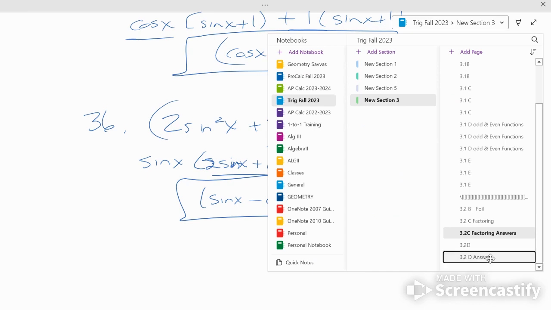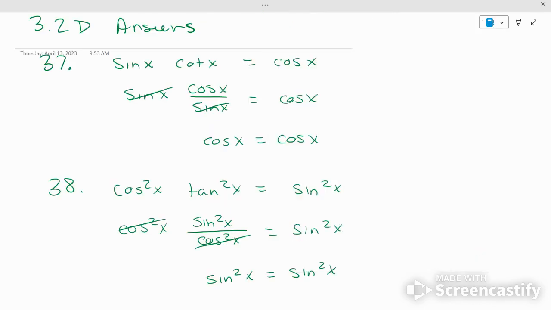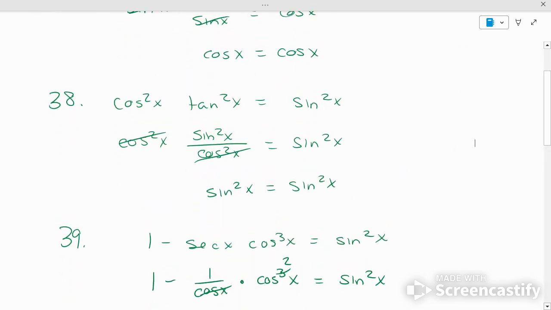Now the answers to 3.2D. 37. See how they're lined up in columns? You should line them up in columns. So sine of x times cosine of x over sine of x equals cosine of x. The sines cancel to be cosine of x equals cosine of x. Okay? The second one, cosine squared of x times tangent squared of x equals sine squared of x.